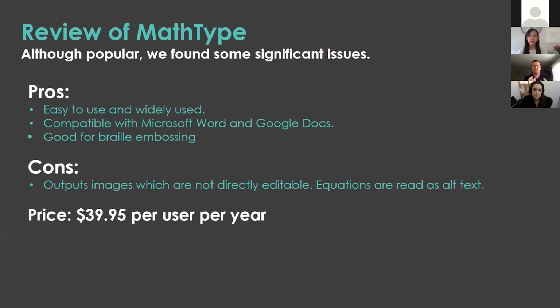Duxbury will then honor the math from MathType, and you can convert it to Nemeth or UEB math or the math code of your choosing. And then from there, you could actually emboss that on an embosser or send it to a Braille Note or something like that. So pros, it's easy to use. It's pretty straightforward. It's widely used.